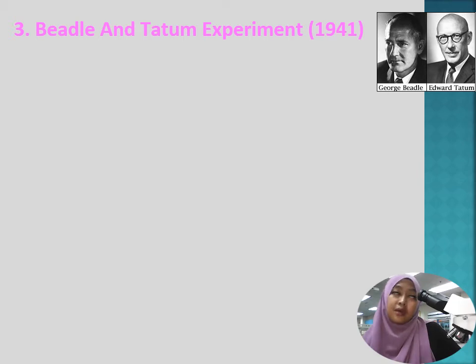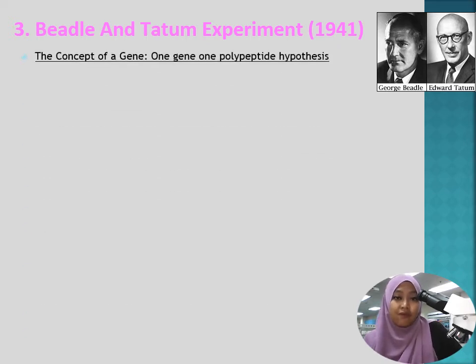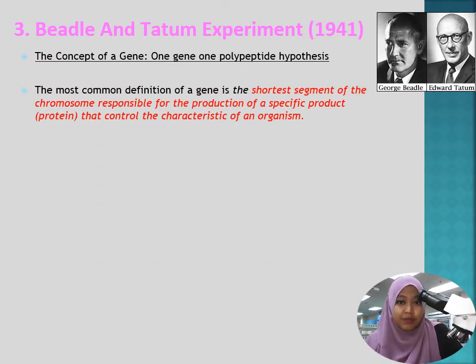Alright, so we go to Beadle and Tatum. It's not related to Avery. Beadle and Tatum were scientists working in 1941 who explained the concept of the gene. We call it the one gene, one polypeptide hypothesis. The definition of a gene is a short segment of the chromosome that is responsible for the production of a specific product. Genes control the characteristics of organisms.